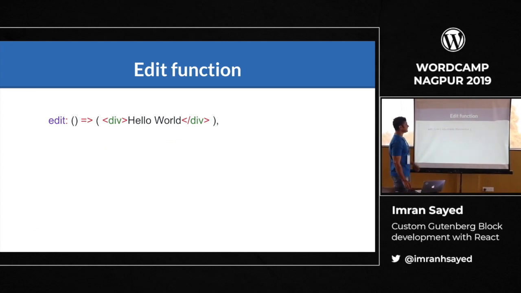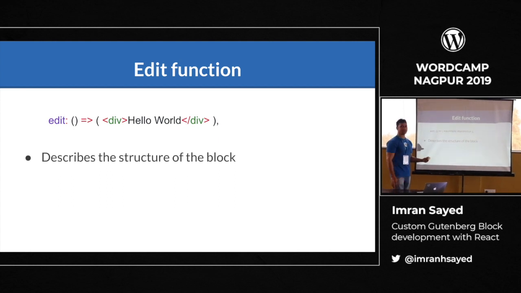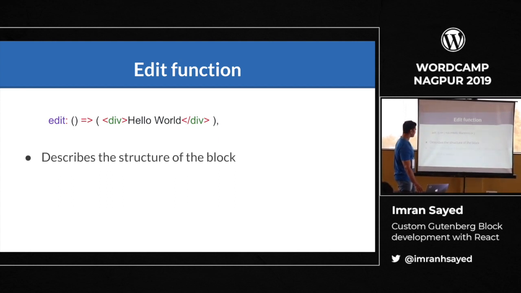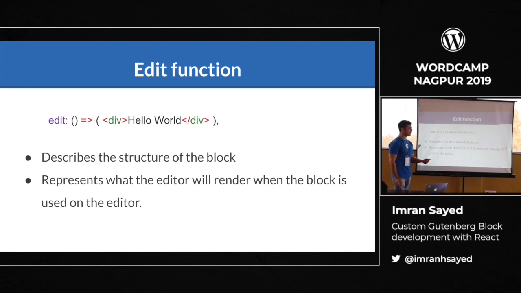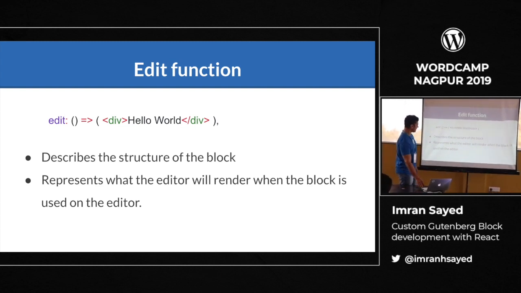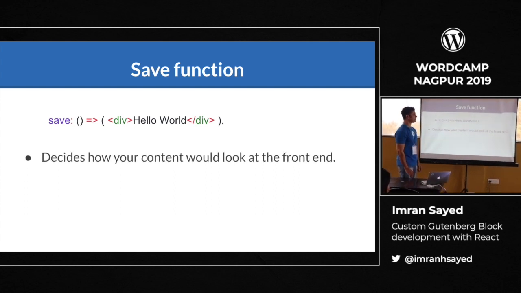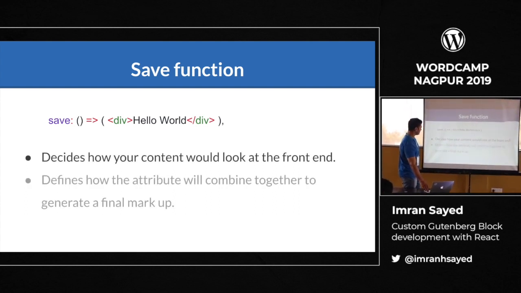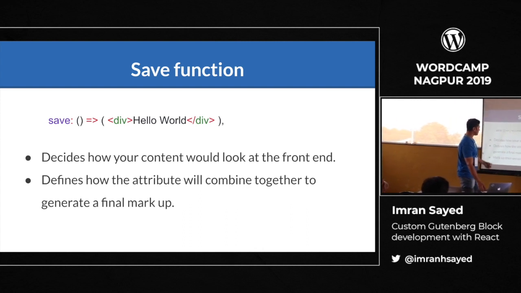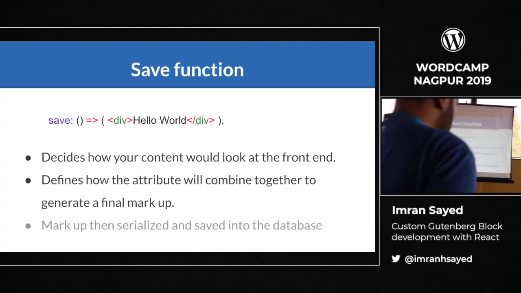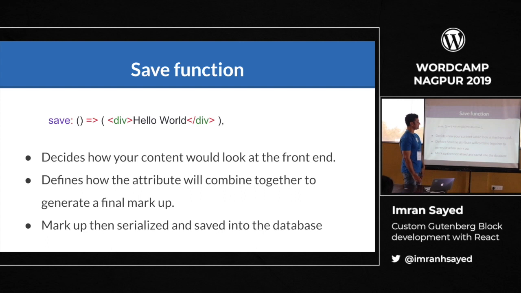Okay, so let's discuss the edit function in detail. It describes the structure of the block. I think you already covered that. It represents what the editor will render when the block is used in the editor. The save method decides how your content will look in the front end, and defines how the attribute will be generated by the markup, then serialized and saved to the database.